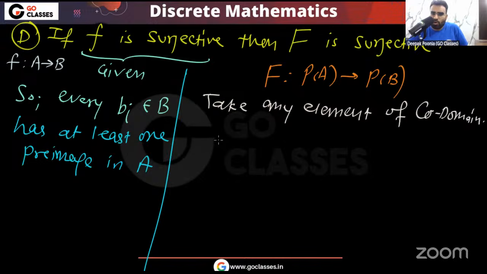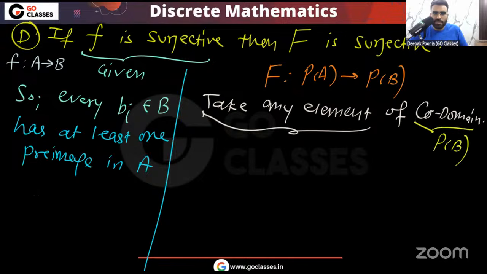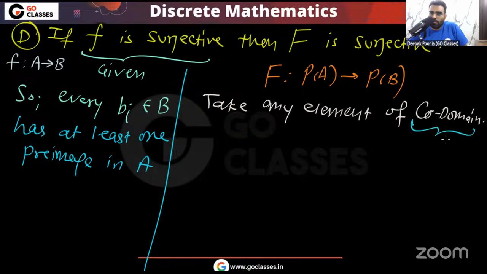Take any element of the codomain, right? So if I take any element of the codomain, which is PB, that will be a subset of B. Do you agree? Very simple: the codomain is PB, so any element of PB is a subset of B.